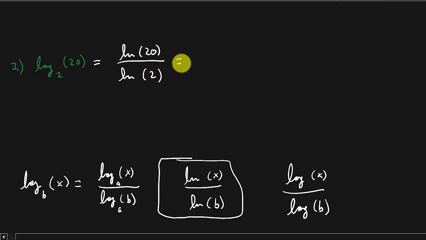And so then you can punch this into your calculator, and let me do that. So that's going to be natural log of 20 divided by natural log of 2. And that is going to give us 4.3219. I'll just round it to 4 decimal places. But yeah, that's your answer right there.